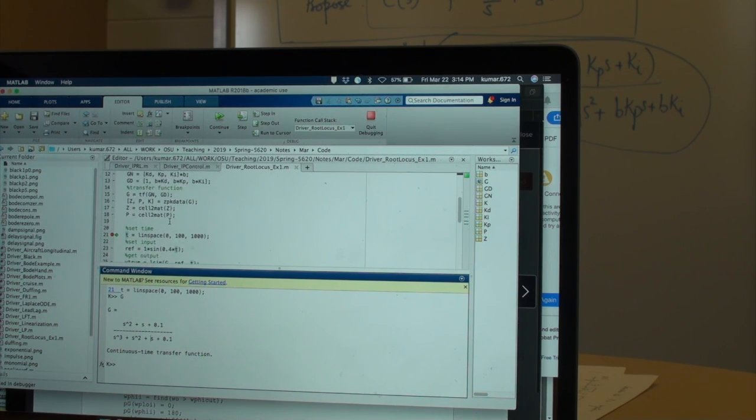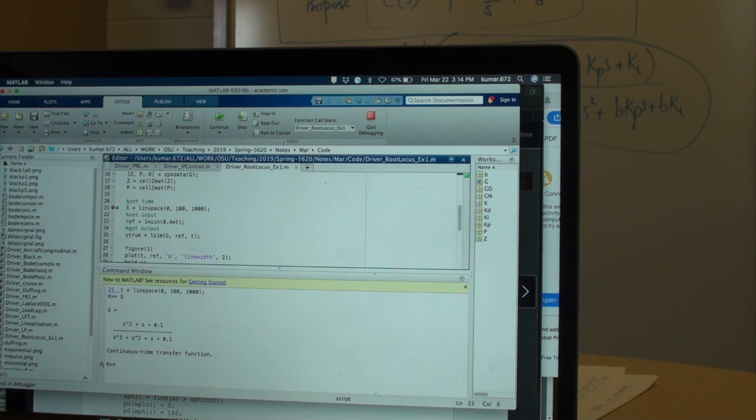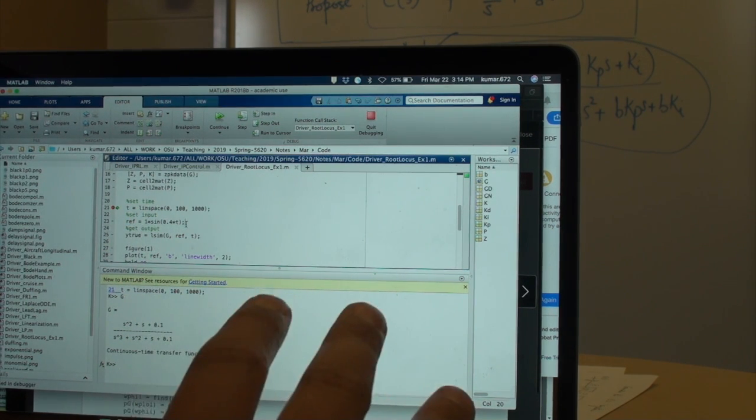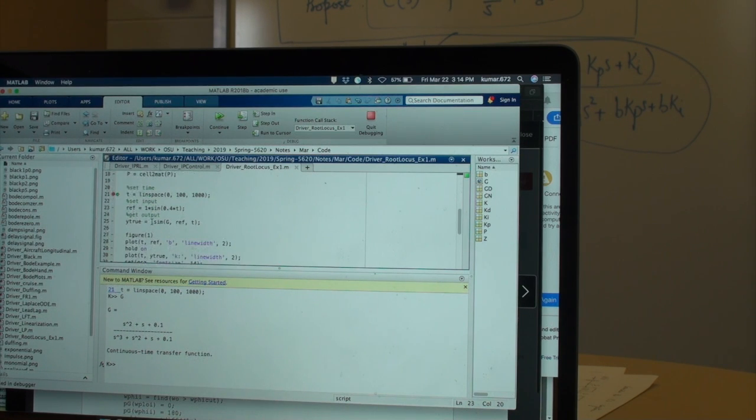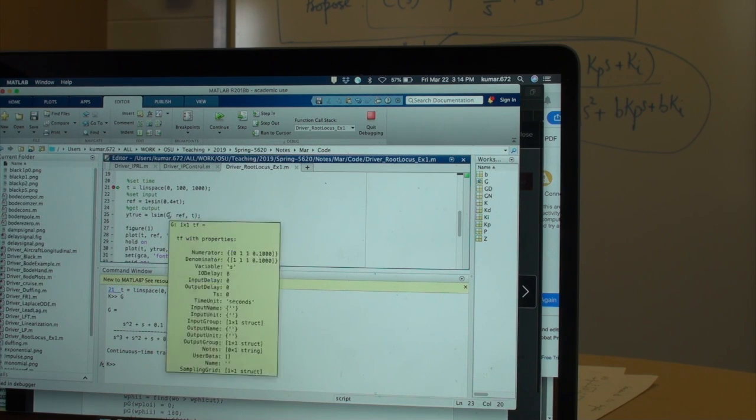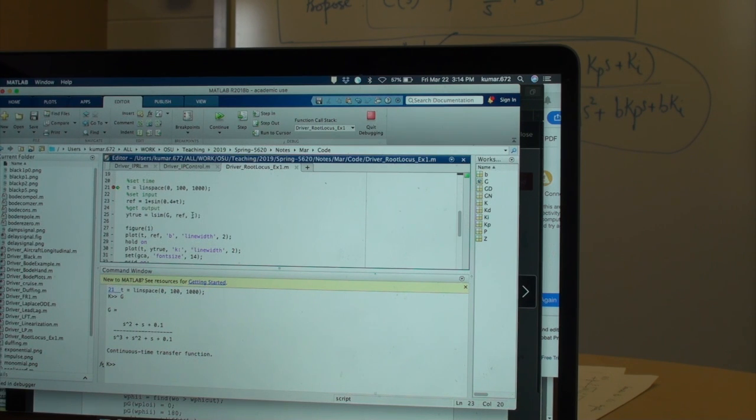Okay, so what kind of input do we want to study? What I'm looking at here is the reference, line 23, a sinusoidal input, right? So I want the system to follow that input. And so what we do is simply use the lsim command in MATLAB, which we talked about last time, and feed it the transfer function, the reference input, and the time over which that reference is defined, and look at the output, and see what this PID controller is able to do for us.